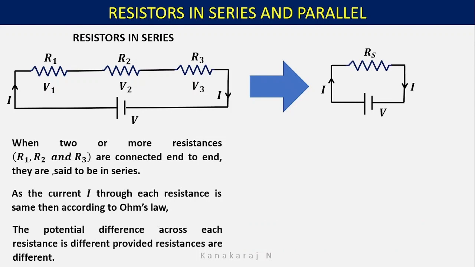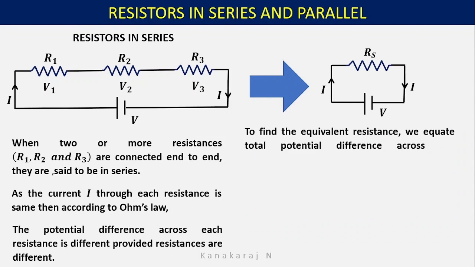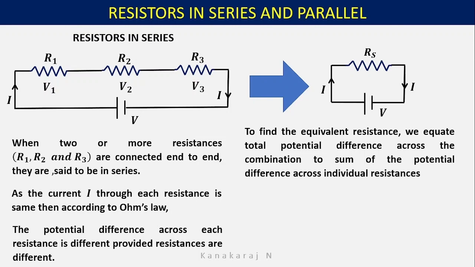So let us go to the concept. To find the equivalent resistance, we equate total potential difference across the combination to the sum of the potential differences across the individual resistances. So V equals V1 plus V2 plus V3. Let us substitute V as IRs, V1 as IR1, V2 as IR2, V3 as IR3, because the current is the same in all three resistances because they are in series combination.